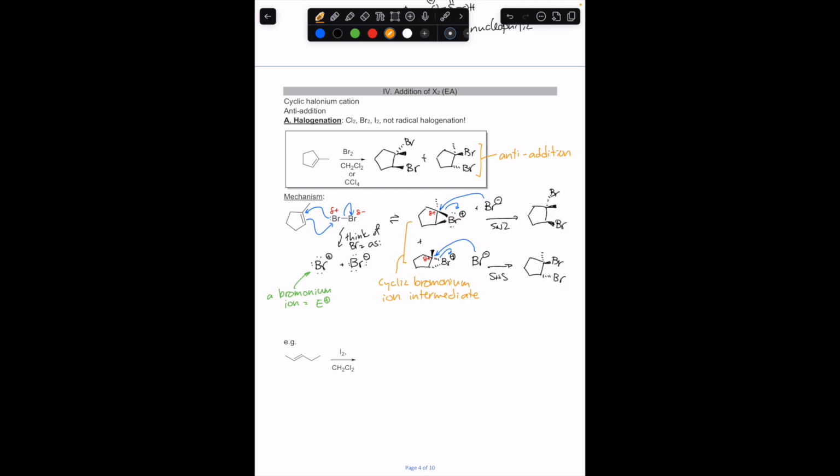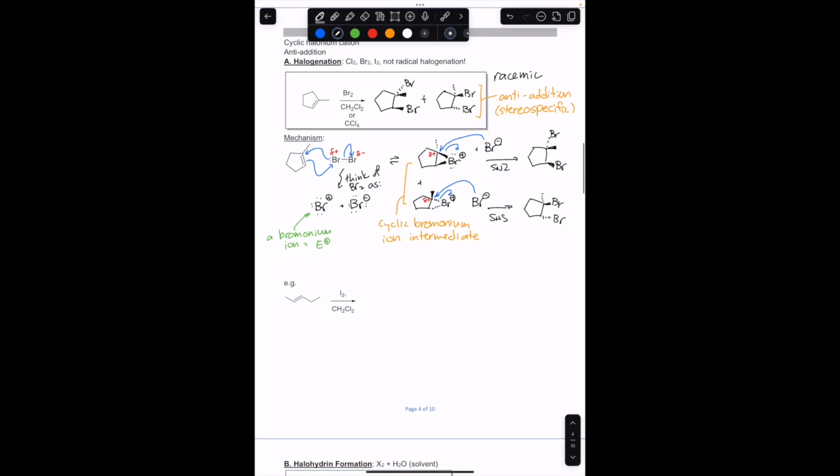Okay, where the two bromine atoms are on the opposite side. So for that reason, we would call this reaction stereospecific. It has to be anti in terms of the way that the two atoms add, but it's not enantiospecific because you get a racemic mixture of the two enantiomers.